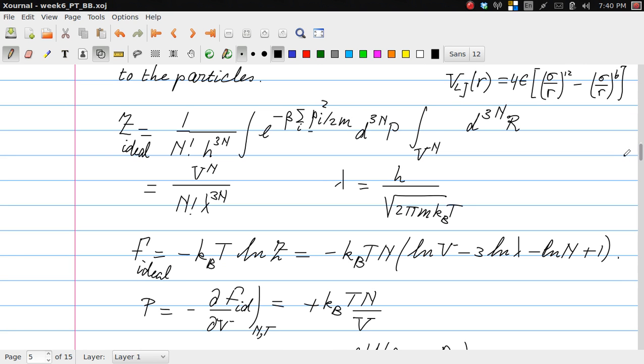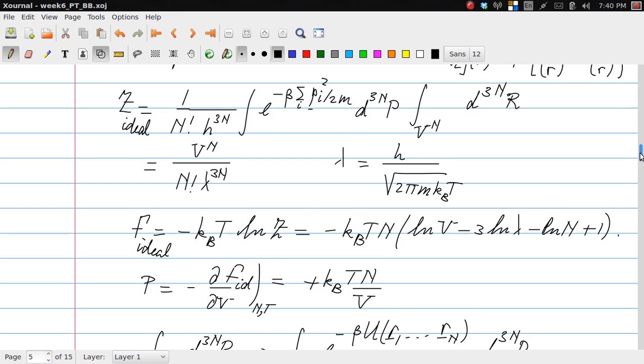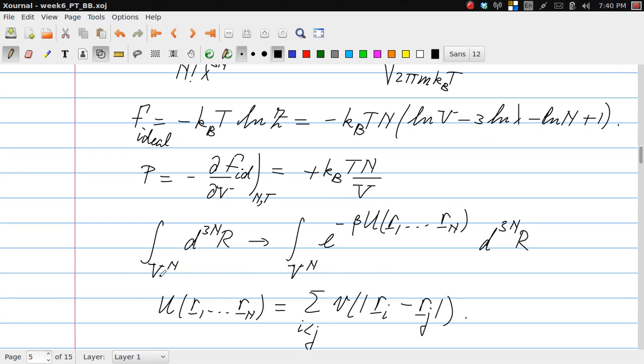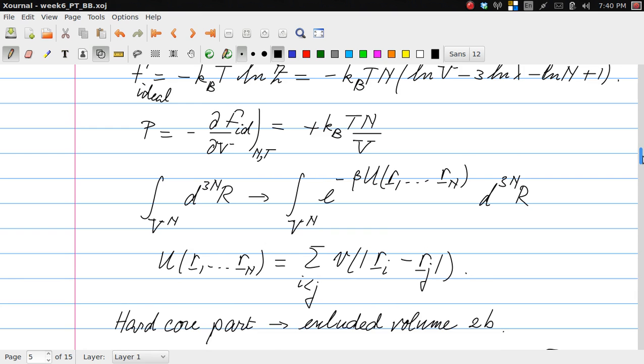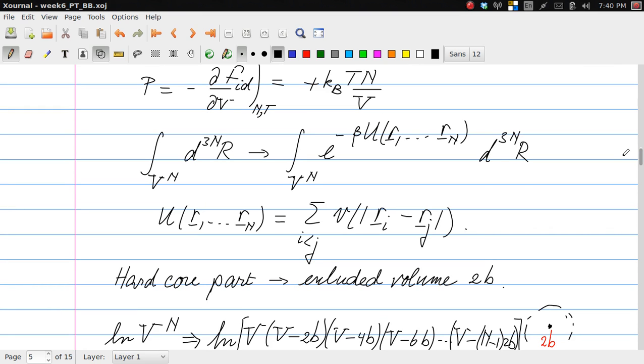So what changes when we switch on the interactions? Well, the interactions only depend on the positions of the particles, so it's only this part of the integral which will be affected by the interactions. And so this integral is now replaced by this integral, which has now a possibly complicated integrand. There is a minus beta U, which gives you the potential energy, and usually we assume that the potential energy can be written as a sum of two-particle interactions. So these are pair interactions, and I sum over each pair once.